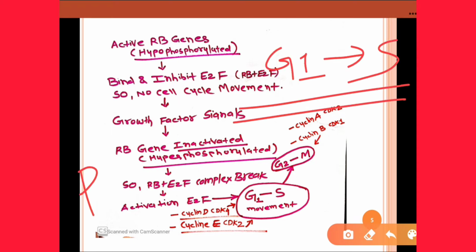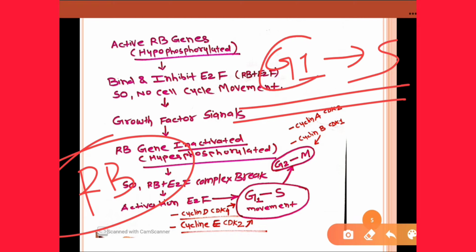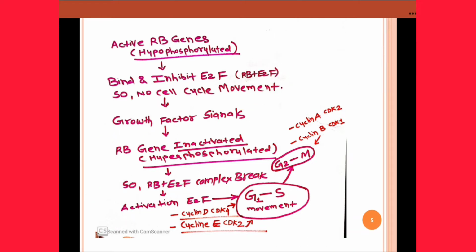So we can say that the RB gene is a gatekeeper, responsible for the movement of the cell from G1 to S. So in this way the cell will move in its first step from G1 to S, and this particular movement will be helped by one particular substance that is produced during the cell cycle, that is known by the name cyclin.